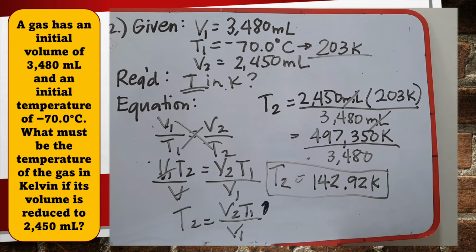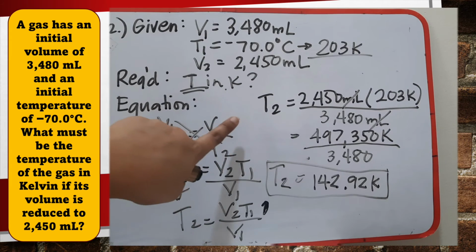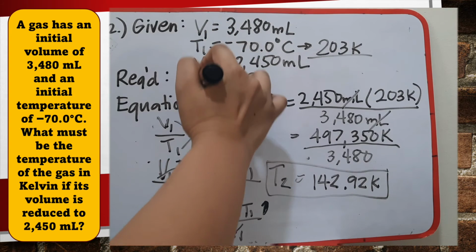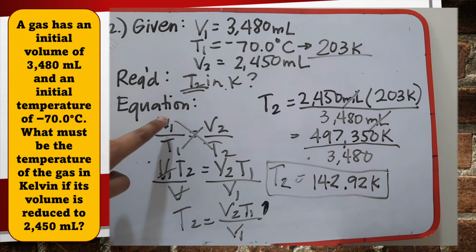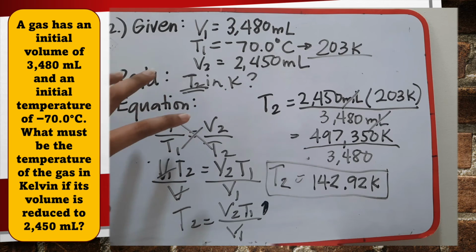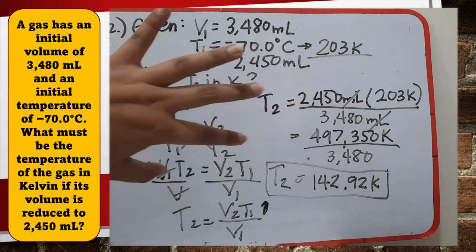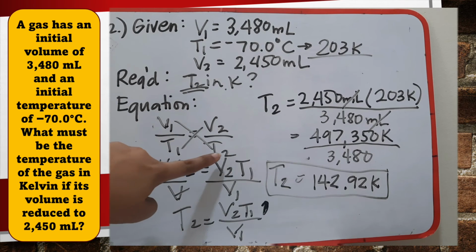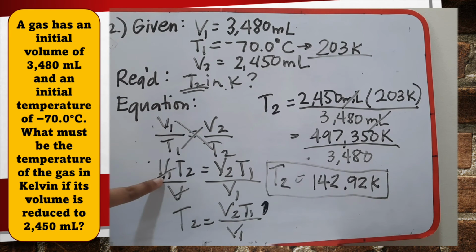The technique here is to follow this formula, and whatever is being required, for example T2, since we already have T1 and we are looking for T2, you just cross-multiply. Always remember that whatever you're looking for must be put on the left side. Since T2 is what we are looking for, cross-multiply, so V1 times T2 equals, on the other side, V2 times T1. Since we are looking for T2, you need to eliminate V1.